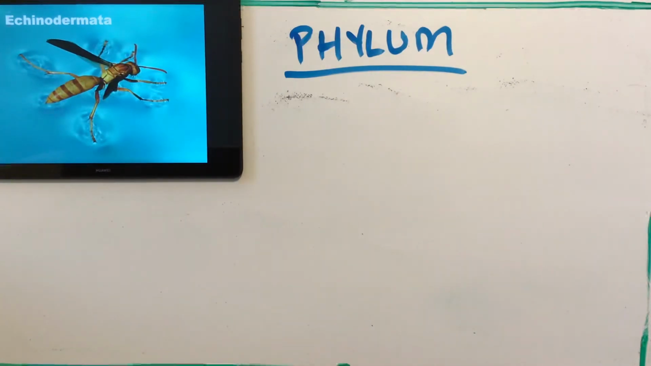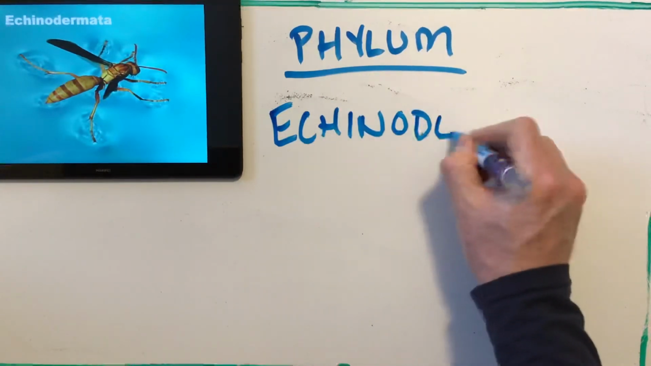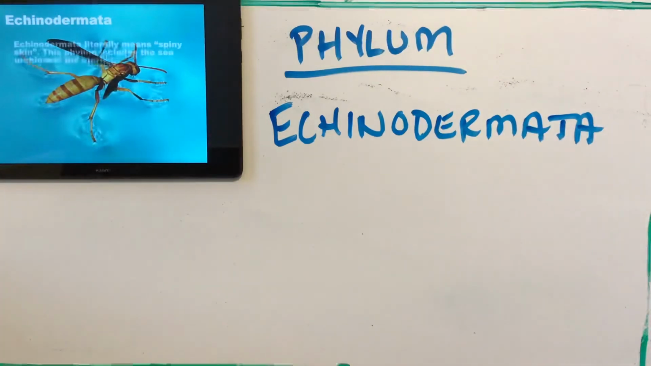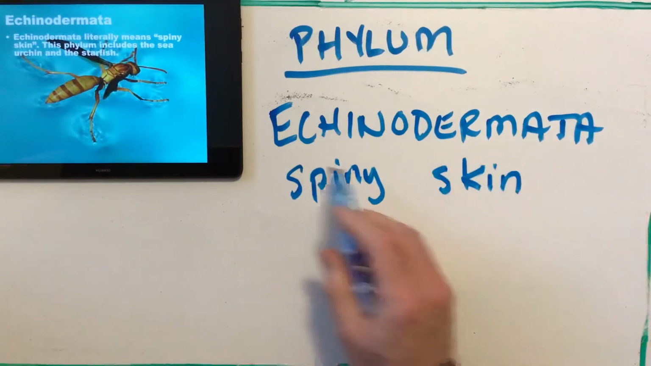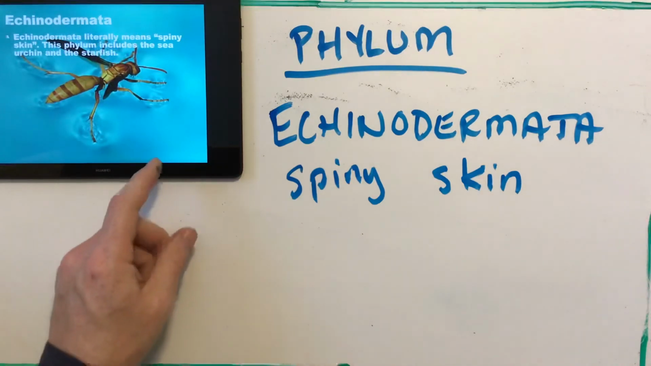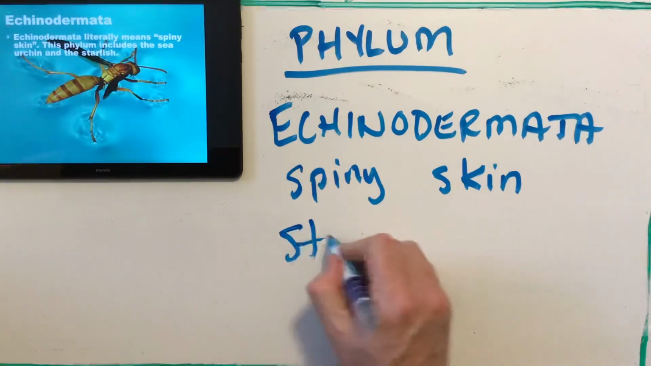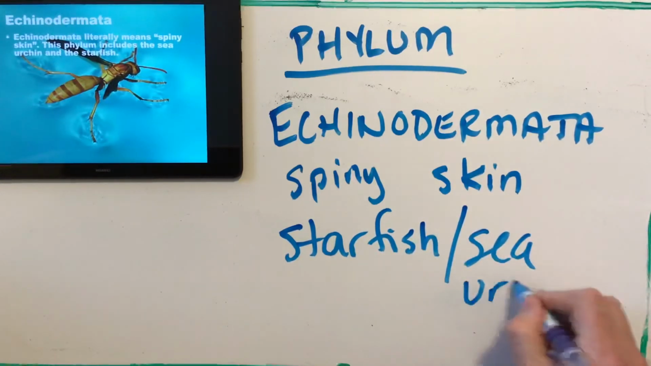Echinodermata. That's our next phylum. Echinodermata literally means spiny skin. Echino is spiny, derma is skin. A dermatologist is a skin doctor, and your epidermis is your outer layer of skin. So what we see here are things like starfish and sea urchins.